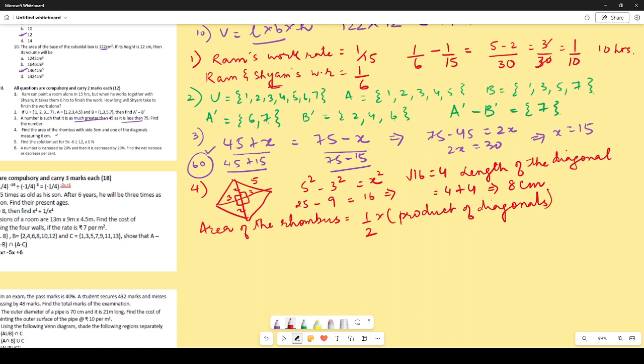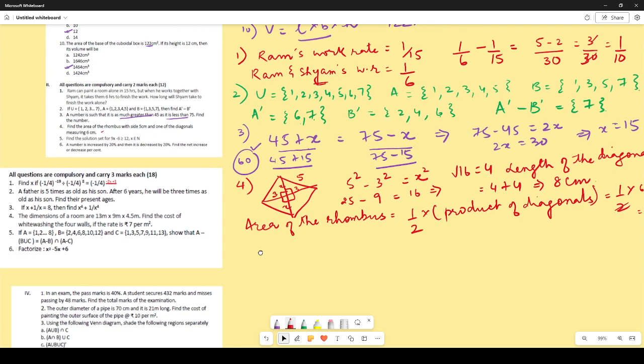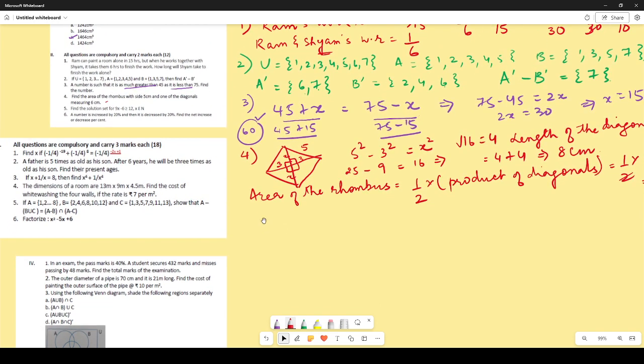So, what does this mean? Half into, what is one diagonal? 6. What is other diagonal? 8. So, the answer will be 24 square centimeters. That is how your answer must appear, right?